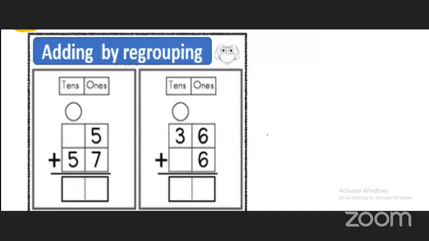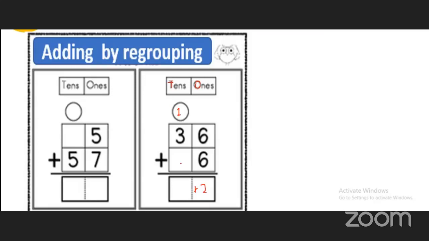Here, lesson 3, addition with regrouping. Remember together what we learned in primary 2 and primary 3. Adding by regrouping. This is ones and this is tens. 6 plus 6, this is double number. 6 plus 6, 12. I write here 12? No. I write 2 and this one will be carry up.